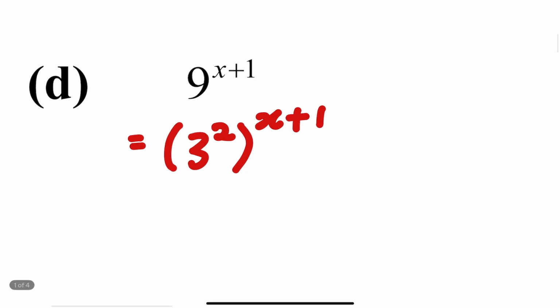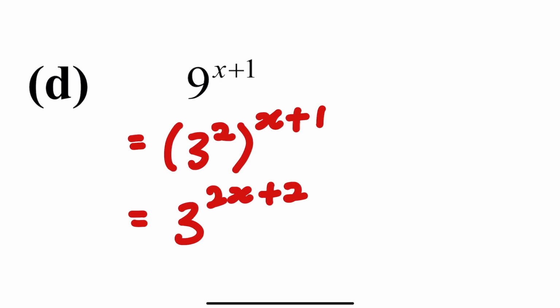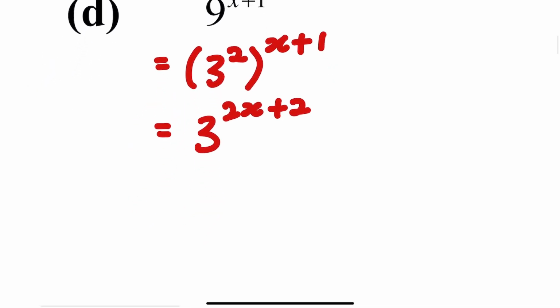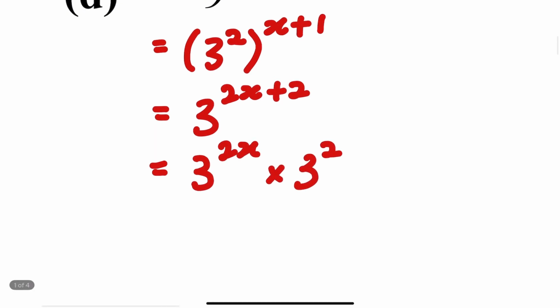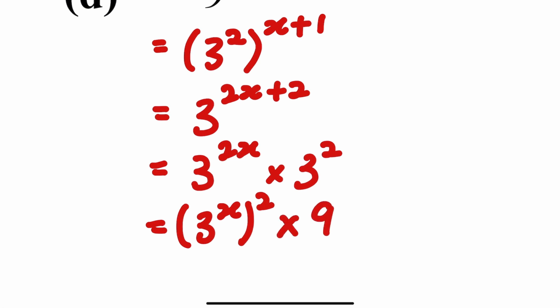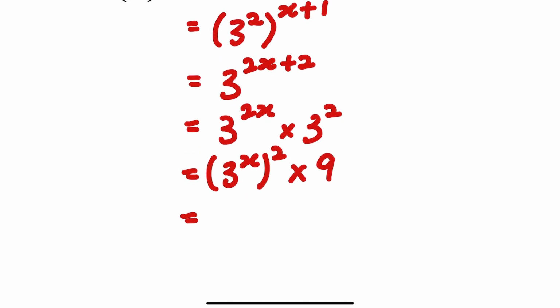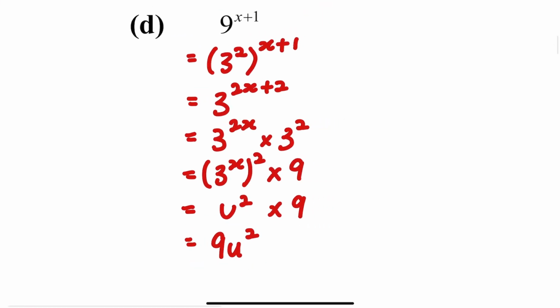Open up the bracket, I'll get 3 power 2x plus 2. Continue to simplify. I can break this apart to become 3 power 2x times 3 squared. Okay, continue to simplify. I can simplify this to become 3 power x, the whole thing squared, times 9. Therefore, the final answer is simply u squared times 9. Final answer is 9u squared. Okay, and this is for part D.